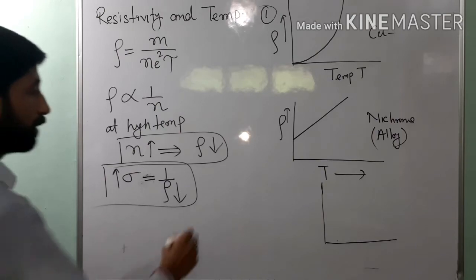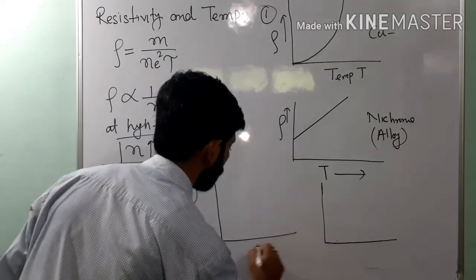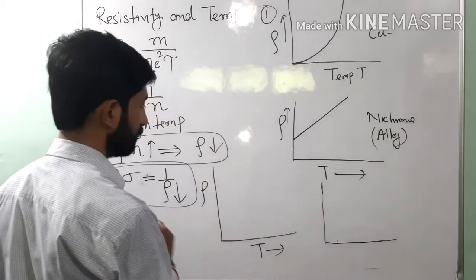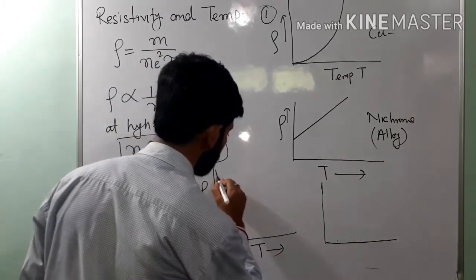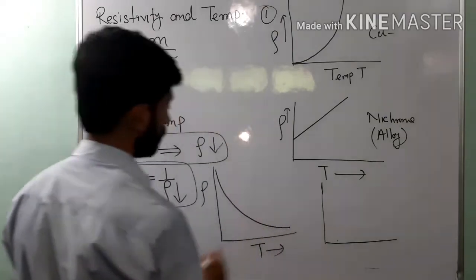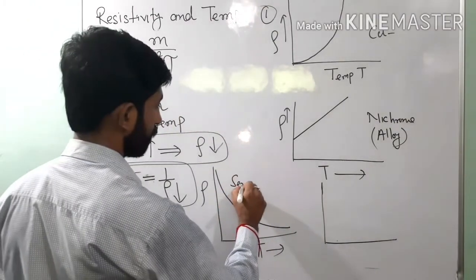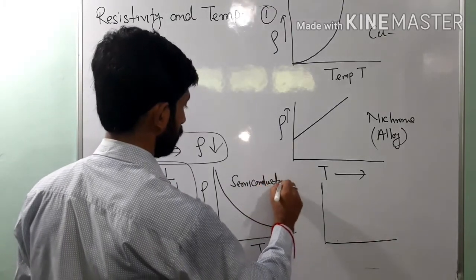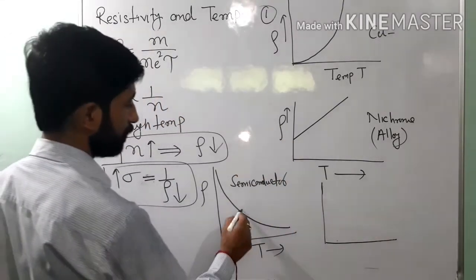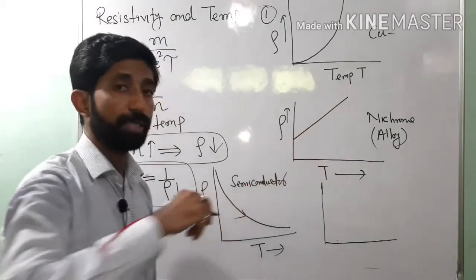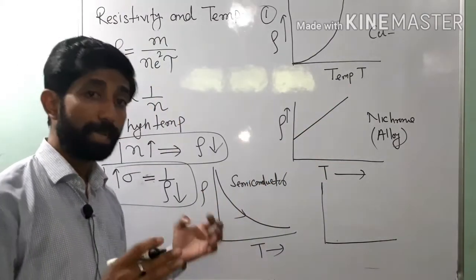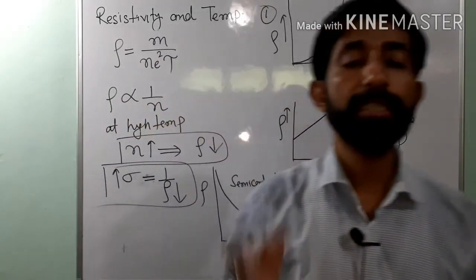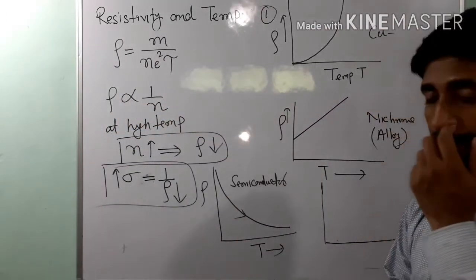Okay, now what about the graph? This is temperature T and that is resistivity, and this falls exponentially. So this is for a semiconductor, and this falls exponentially with the rise of temperature. That is, we say when the temperature increases, the resistivity decreases or the conductivity increases.